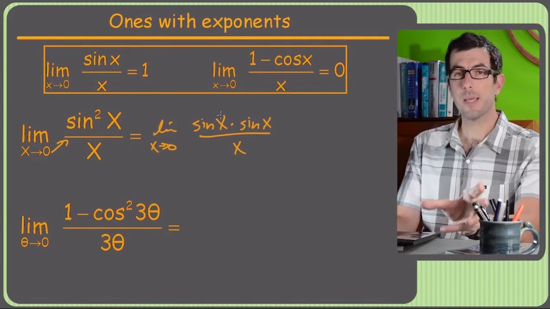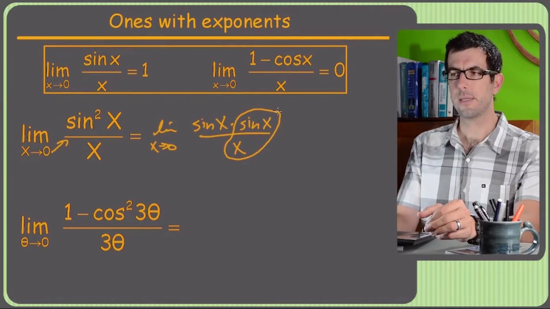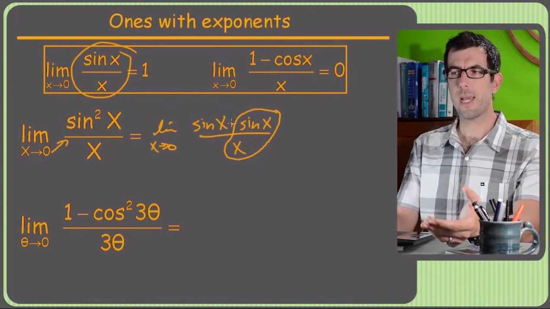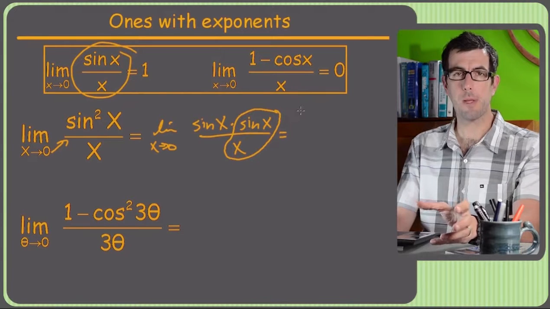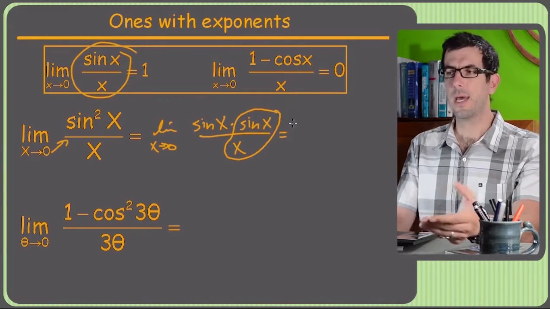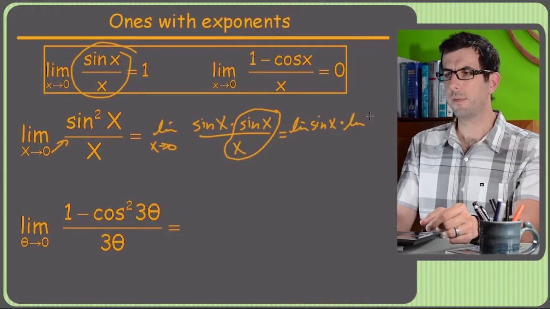Now the reason breaking up that sine squared into sine times sine was a good idea was because look at this. I've now got a sine x over x, which matches my theorem right here. I've got an extra sine x, which is annoying, but that's not so bad because there's a limit property where if I have a limit of something times something, I can break it up into two limits. So I'm just going to take the limit of sine x times the limit of sine x over x.